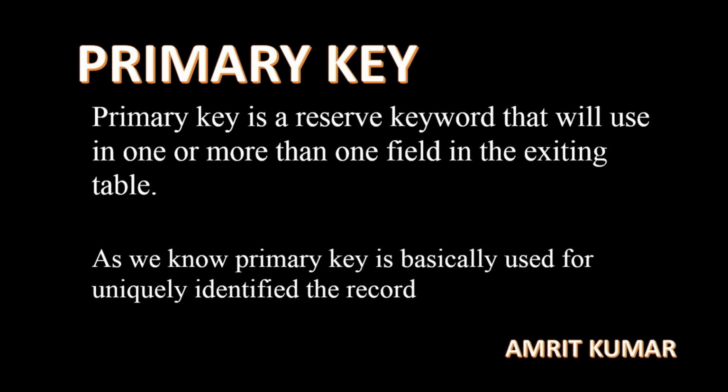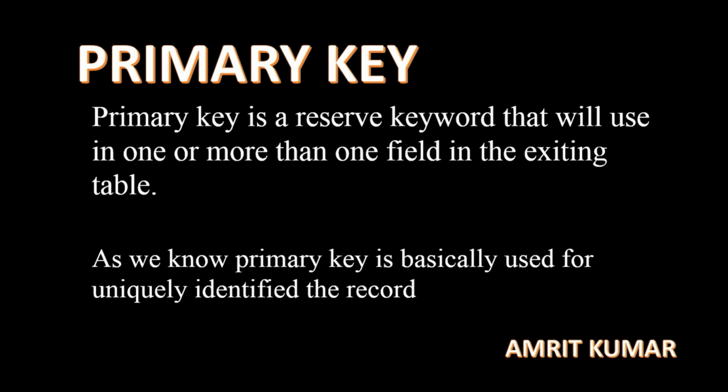So we can say that primary key is a reserved keyword in Oracle. It is used on one or more than one field in the existing table. As we know, primary key is basically used to uniquely identify the records. It has unique values, and with this uniqueness we can define the record, we can identify the record. So this is the meaning of primary key.